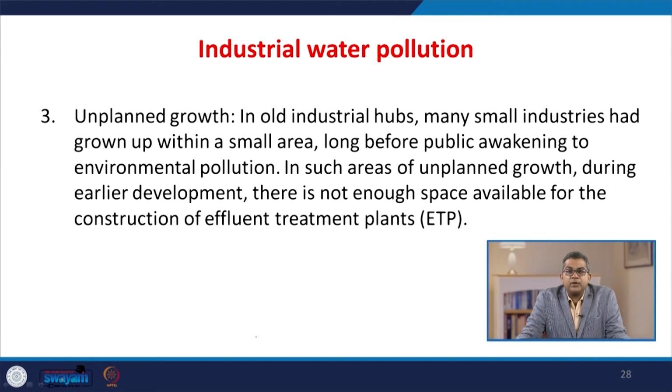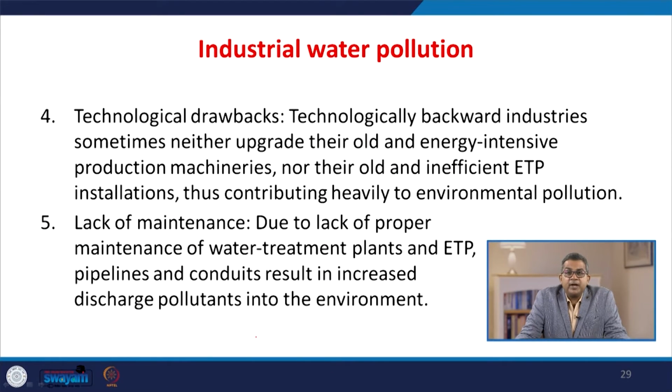In such areas of unplanned growth during the earlier development, there is not enough space available for the construction of an effluent treatment plant. So they have to either discharge to the common effluent treatment plants or discharge it to the sewage. Then technological drawback. The technologically backward industries sometimes neither upgrade their old and energy intensive production machineries nor their old and inefficient ETP installation, thus contributing heavily to environmental pollution.